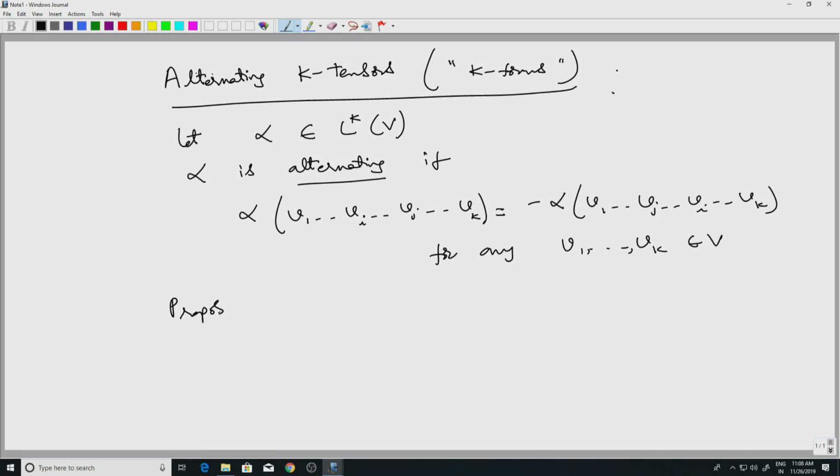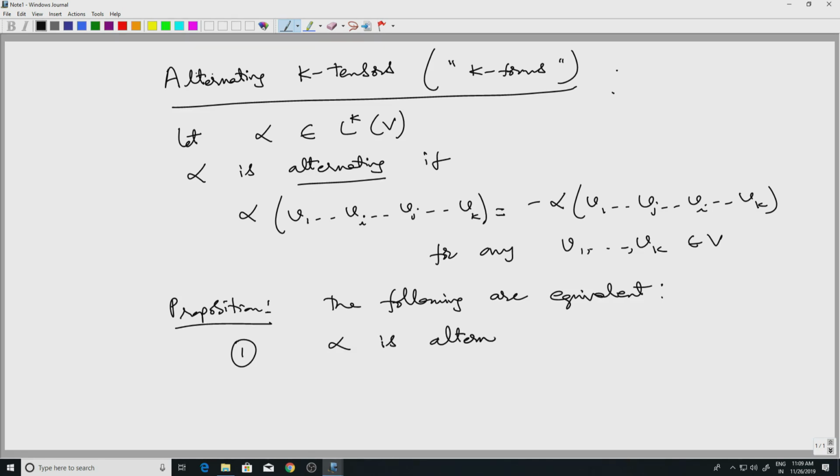Proposition: the following are equivalent. One, alpha is alternating. Two, sigma times alpha, which I defined in my last lecture, or sigma acting on alpha, is equal to (-1) to the power sign sigma times alpha, for any sigma in the symmetric group on k letters.